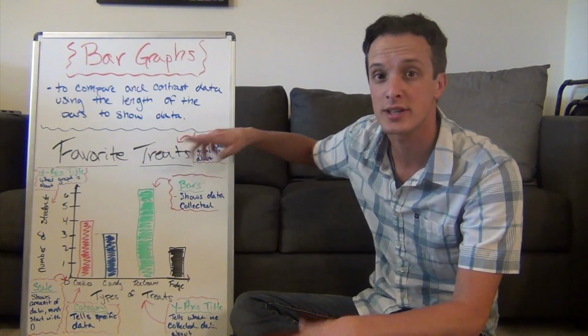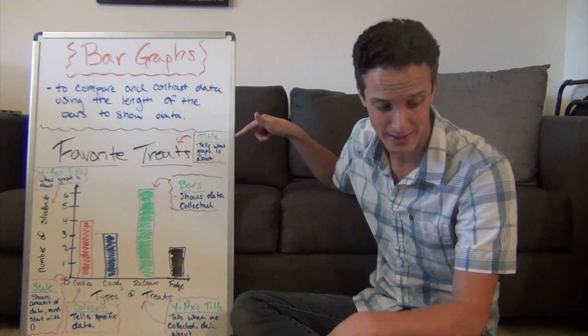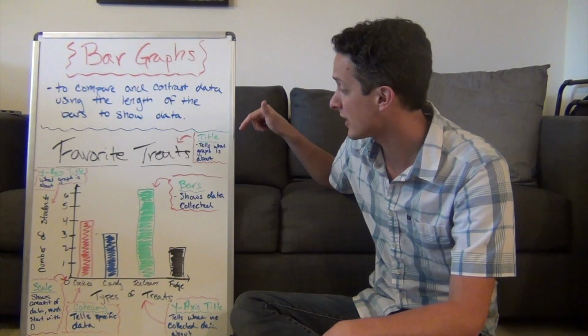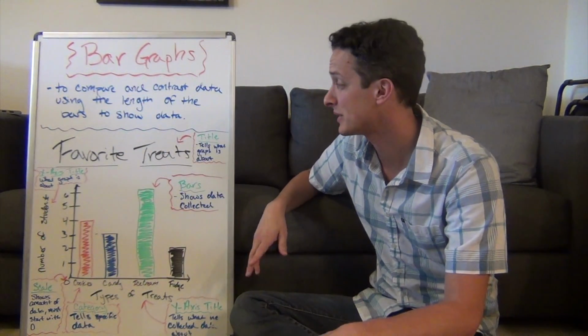Right here, first thing, title. Just like everything else we do. Title it up. Always got to put a title. Title right there. Yeah, our title tells what the graph is about. This one, about favorite treats. Pretty easy, pretty simple. We know those kind of things.